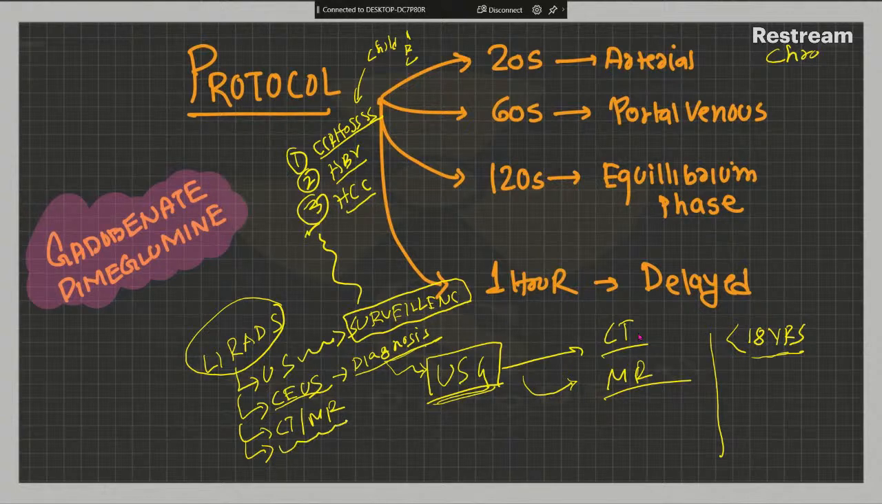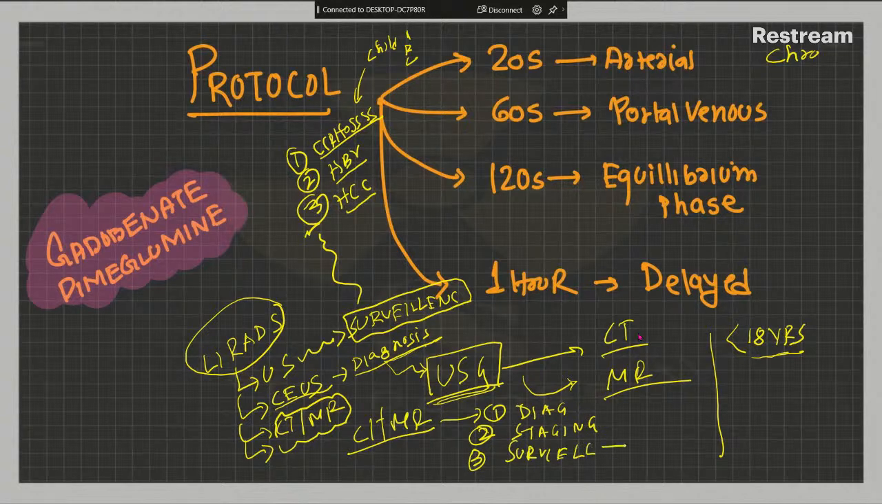Next come the cross-sectional modalities, that is CT and MR. This is the role of CT and MR. First point, diagnosis, definitely diagnosis. Second is staging, that means LI-RADS staging I am talking about. And third is surveillance, which includes treatment response. If you are starting any treatment, then for surveillance it has a role. So I think I have answered the role of the different modalities used in hepatocellular carcinoma and related tumors: ultrasound, contrast ultrasound, followed by cross-sectional imaging, that is CT and MR.